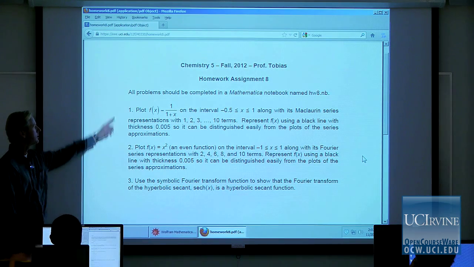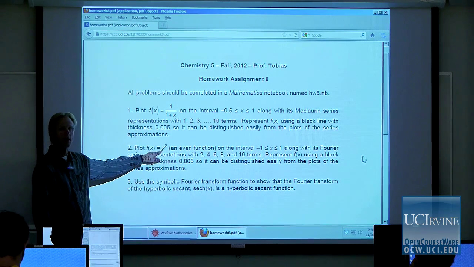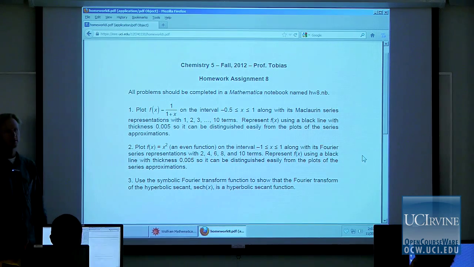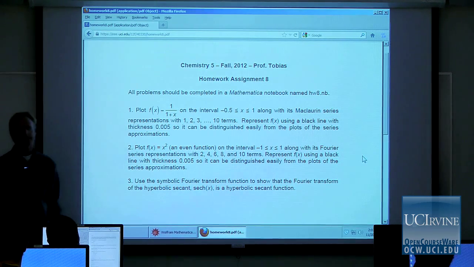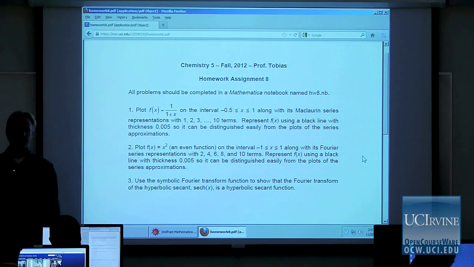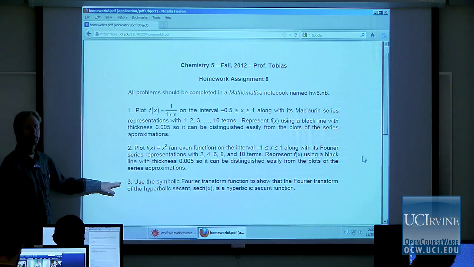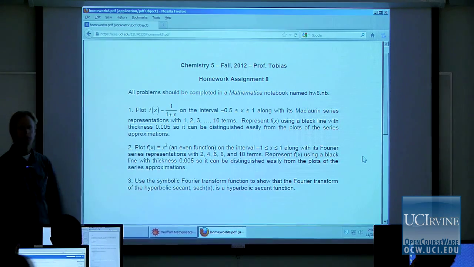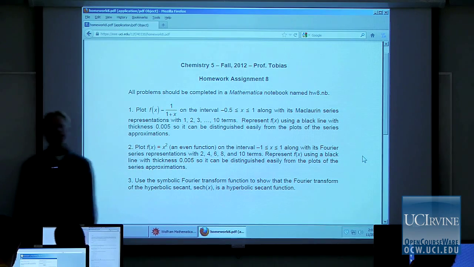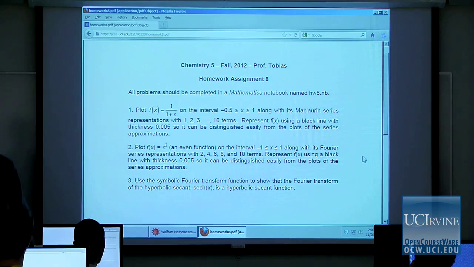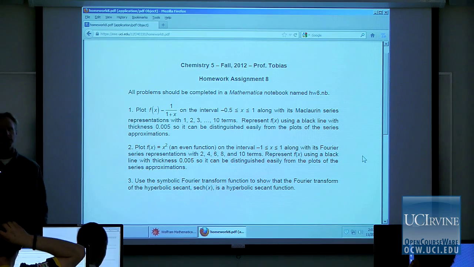All right? And then similarly to problem 1, I've asked you to plot the function in thick black line and then these various Fourier series expansions in the colors. All right? So these 2, like I say, they're practically identical to examples that are in the notes. So I just want to see if you can basically reproduce those. And then the third one, this is just a one-liner where I ask you to show, using the symbolic Fourier transform in Mathematica, that the Fourier transform of hyperbolic secant function gives you another hyperbolic secant function. So it's similar to the Gaussian in the sense that the Fourier transform of the function has the same form as the function itself. Yes?